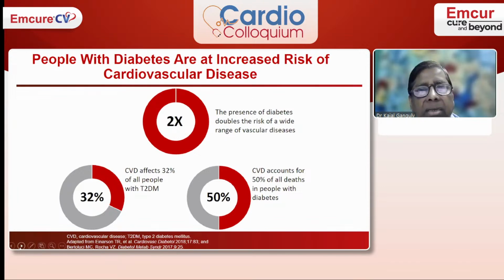So, the presence of diabetes doubles the risk of a wide range of vascular diseases. It is 2 times higher vascular diseases in diabetes. CVD accounts for 50% of all deaths in people with diabetes. CVD affects 32% of all the population with type 2 diabetes. So 50% of the patients with diabetes will have cardiovascular disease in the form of cardiac events like heart failure, coronary artery disease, or stroke, CVD, or peripheral arterial diseases. Next.